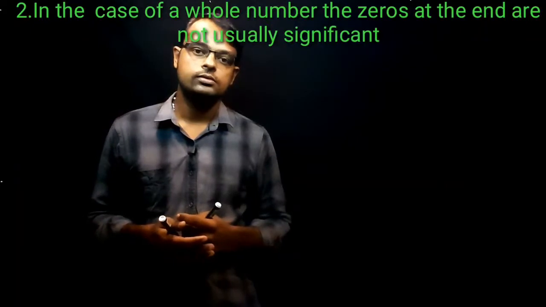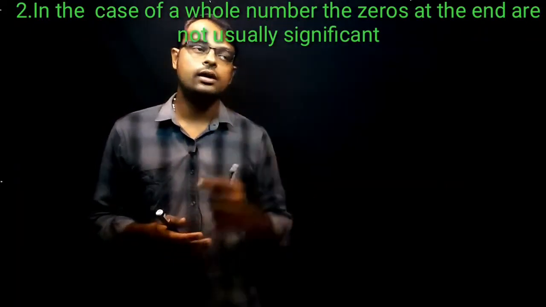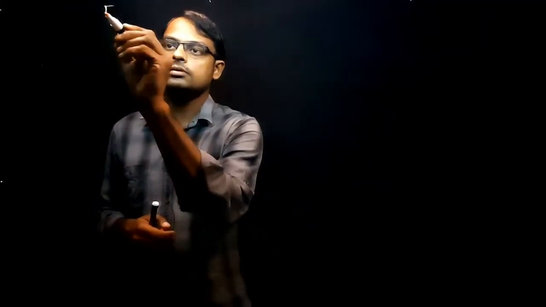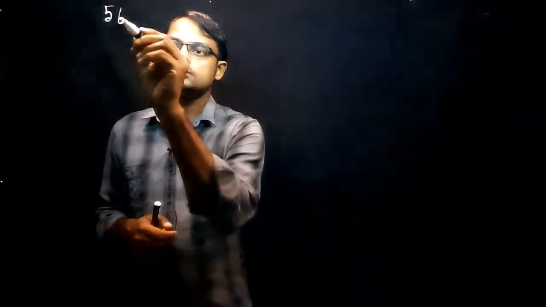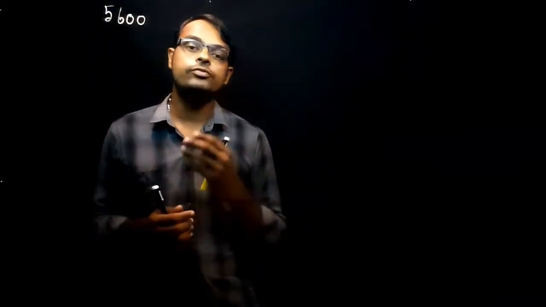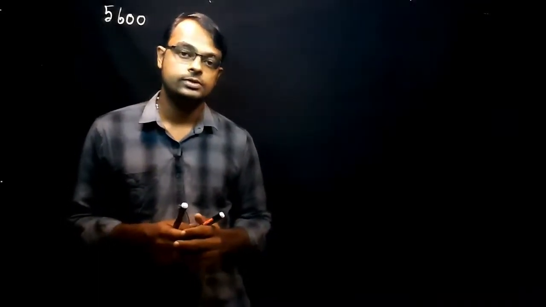Okay. Now look at the second rule to determine the significant figures. In the case of a whole number, the zeros at the end are not significant. What is the meaning? Just an example. I'm writing the number 5600. I'm asking what is the number of significant figures in this number. It's a whole number.